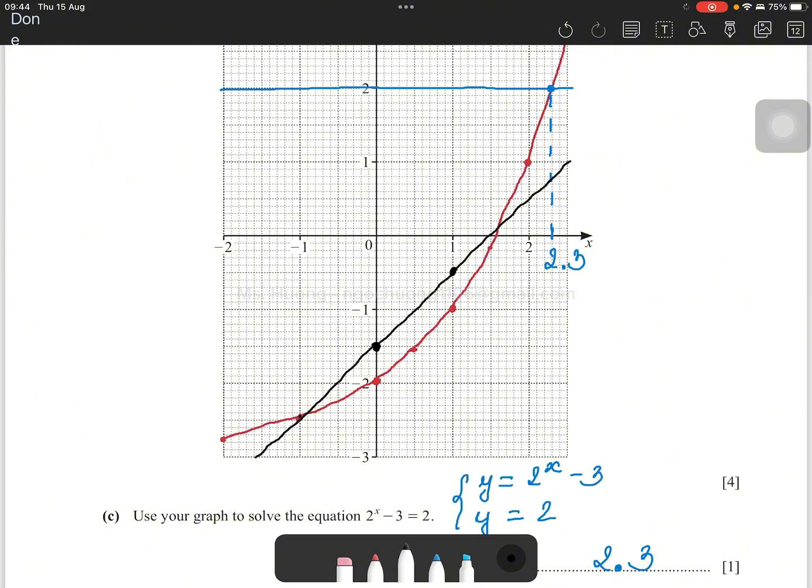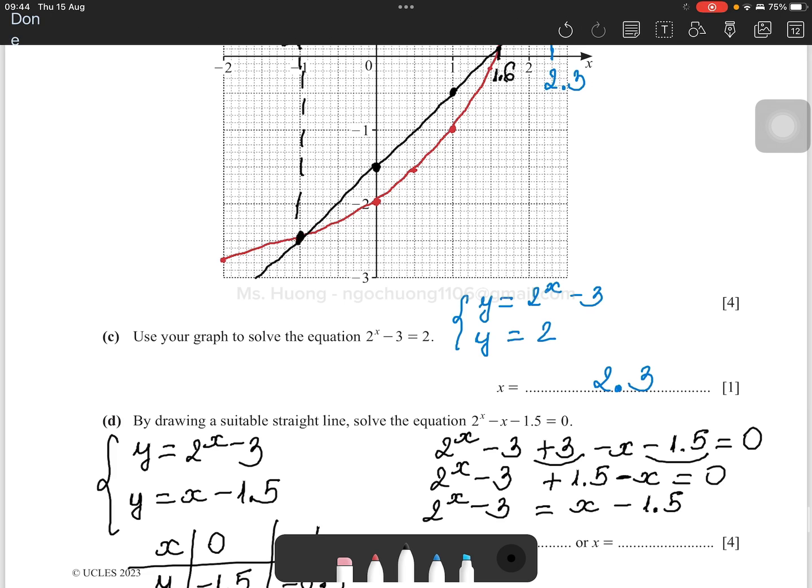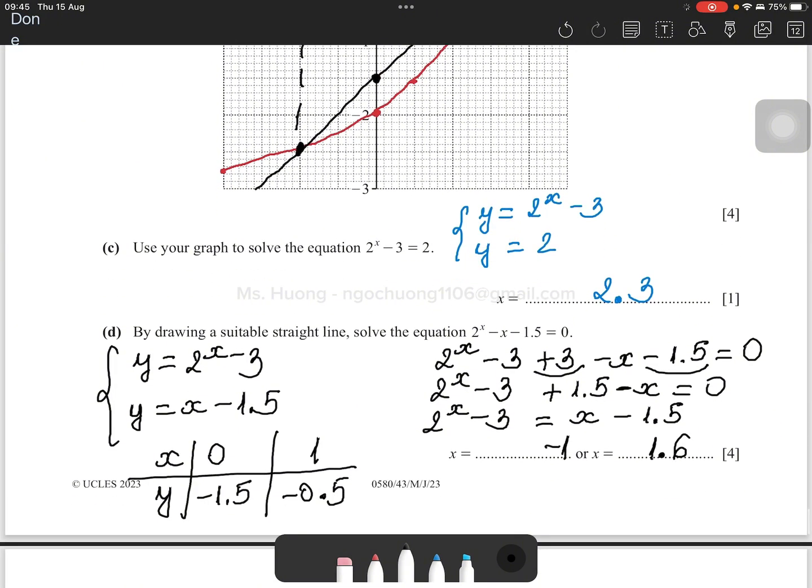And we see that there are 2 intersections. The first one is negative 1. And the second intersection is here, around 1.6. This is negative 1 and 1.6. So we say that there are 2 answers, negative 1 and 1.6.